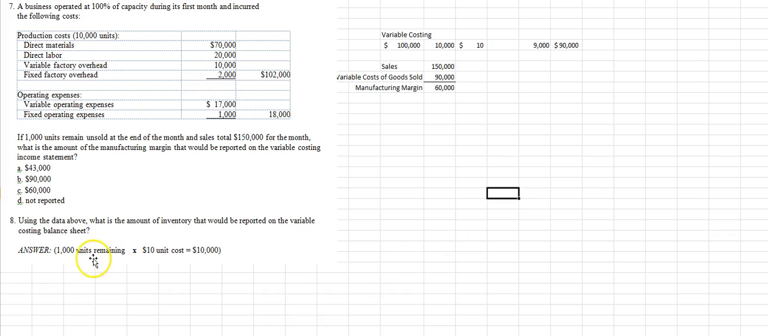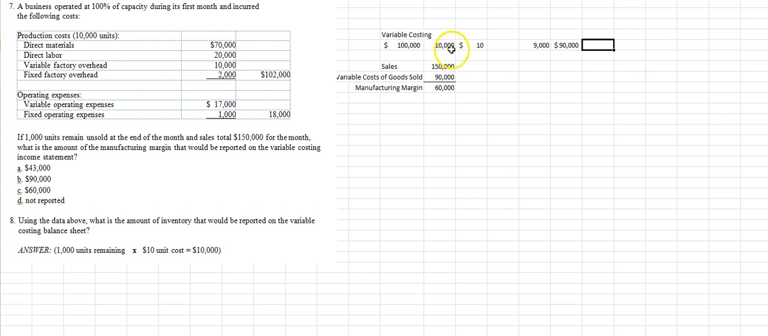Okay, so this one here, well, I already explained that, right? Using the data above, what is the amount of inventory that would be reported on the variable costing balance sheet? Well, you sold 9,000, but you created 10,000, right? So if you're only going to put as part of your cost, which goes in the income statement, whatever you sell, you sold 9,000. You know that the unit cost is $10. So your variable cost of goods sold is $90,000.